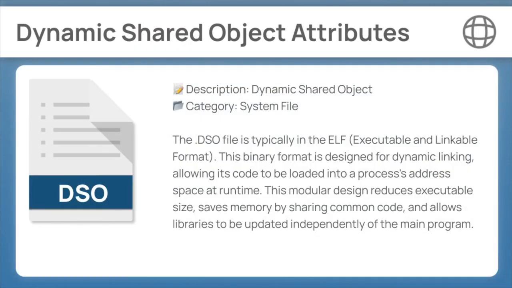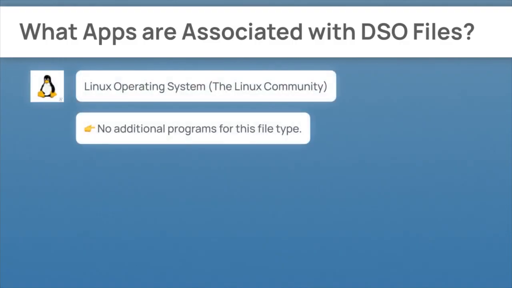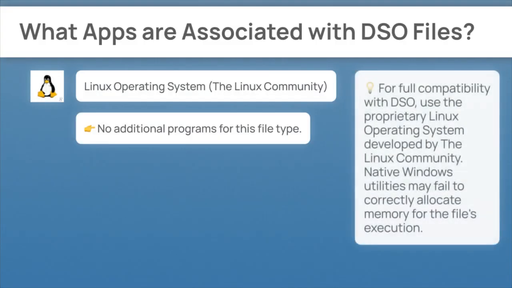This binary format is designed for dynamic linking, allowing its code to be loaded into a process's address space at runtime. This modular design reduces executable size, saves memory by sharing common code, and allows libraries to be updated independently of the main program. The Linux community defined the Linux operating system as the main handler for DSO files. Native Windows utilities may fail to correctly allocate memory for the file's execution. Windows limits direct user access as unintended edits can break essential features.